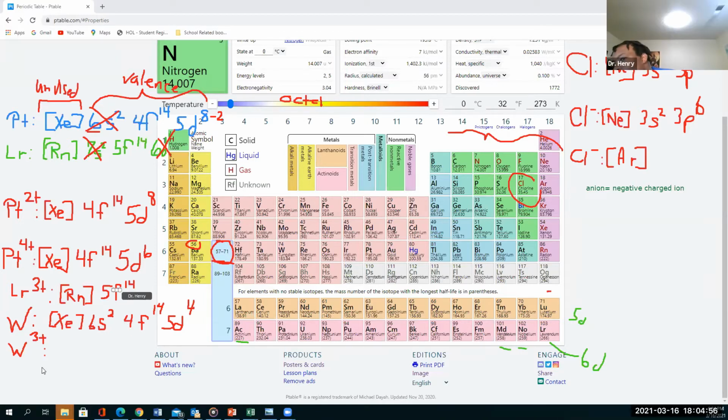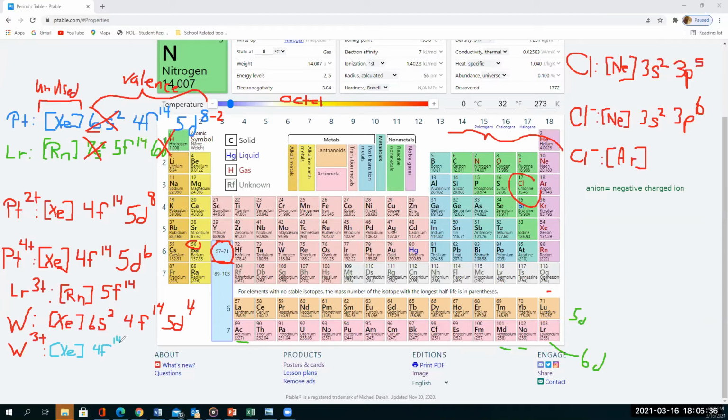Okay, so if we're doing tungsten 3+, it would be xenon, 4f14, 5d3. So are we going backwards? Yeah, in a sense, yes, you are.